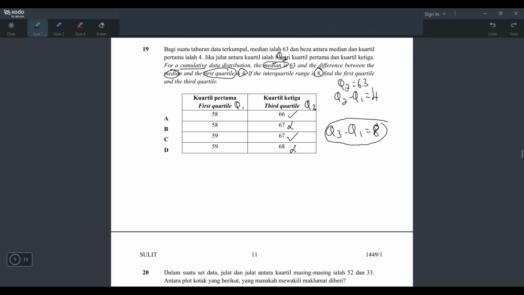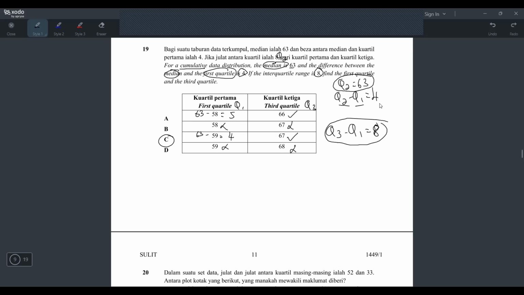They say Q2 is 63, and then Q2 minus Q1 is 4. So what I can do is take 63, which is the Q2, minus the Q1 and see which one I get 4. So what is 63 minus 58 and 63 minus 59? B and D we know wrong already. So 63 minus 58 and see which one I get 4. 63 minus 58 is 5. 63 minus 59 is 4. So the answer is C.